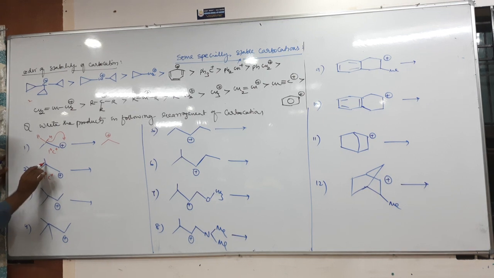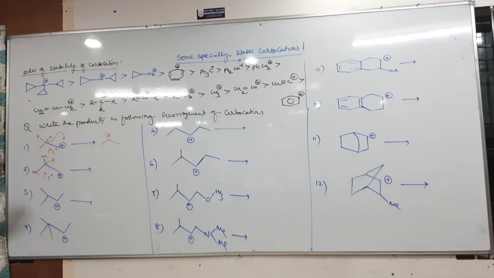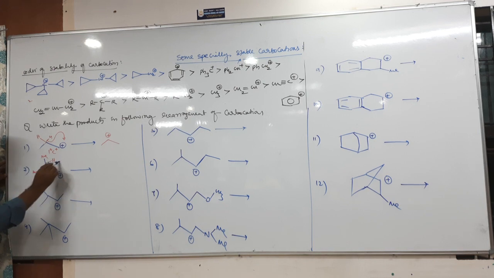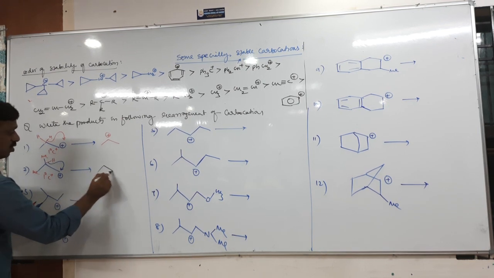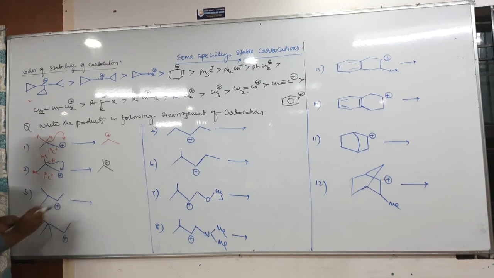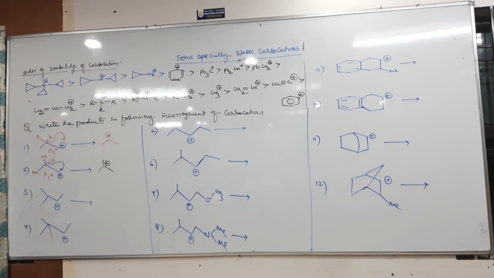It is a 1 degree carbocation. Adjacent carbon, there is a methyl, and there is 1 hydrogen. Then tell me, what is the migratory aptitude? Hydride shift is more, therefore shift the hydride, then the product is, so methyl will be same, that is tertiary carbocation.